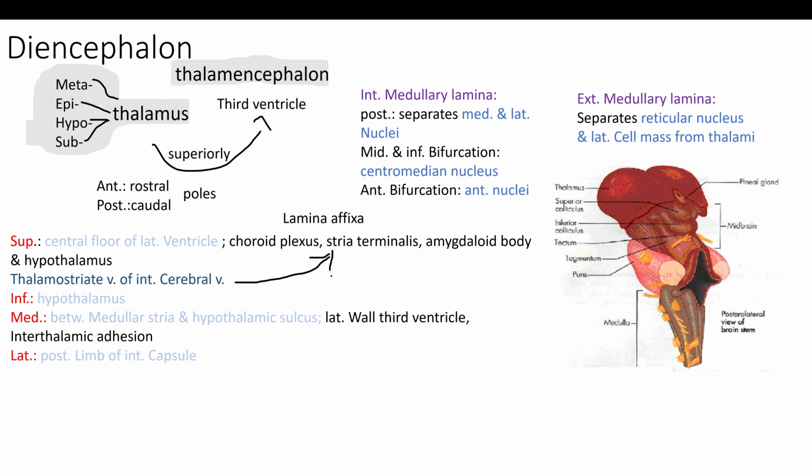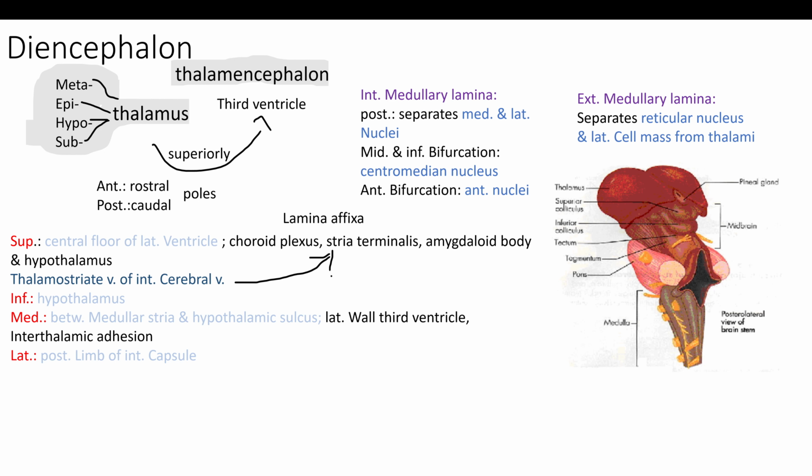The superior surface is directed towards the central part of the lateral ventricle and forms its floor, with six visible structures, being the choroid plexus, the stria terminalis, the amygdaloid body, and the hypothalamus. The stria terminalis is most lateral, between the caudate nucleus and the thalamus. The thalamostriate vein is a very important tributary of the internal cerebral vein and goes inside the stria terminalis.